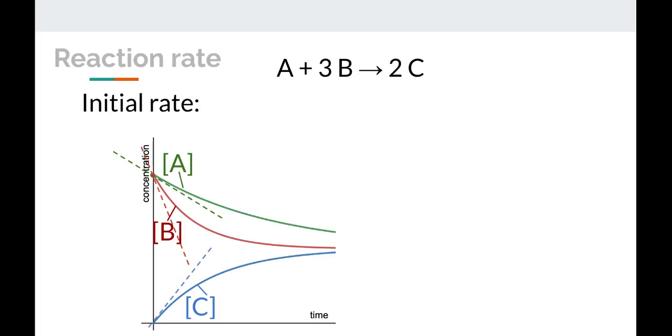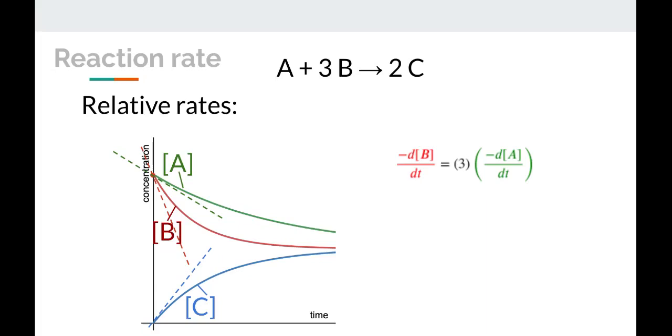For C, the initial rate, or the instantaneous rate at time zero, is positive, and you'll notice that it's about double the steepness of the slope of A. The rates of A, B, and C are all related to each other by stoichiometry. Because the coefficient on B is 3 and the coefficient on A is 1, there's a 3-to-1 mole ratio between B and A. So the rate of B is going to be 3 times the rate of A.